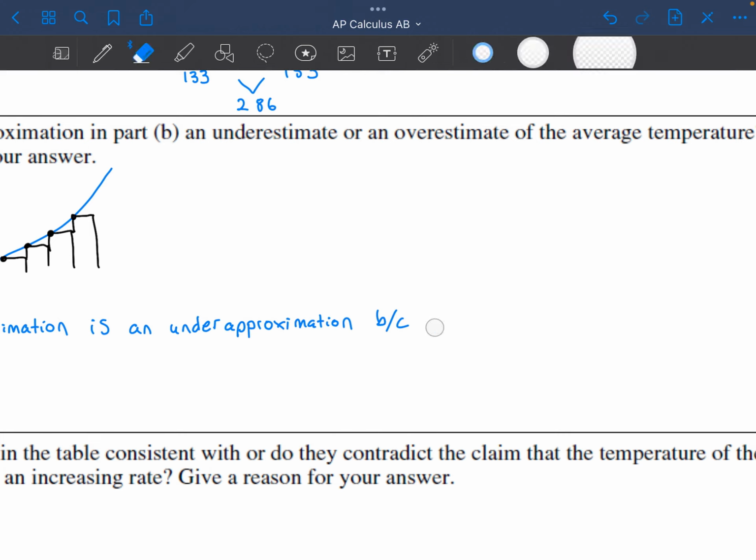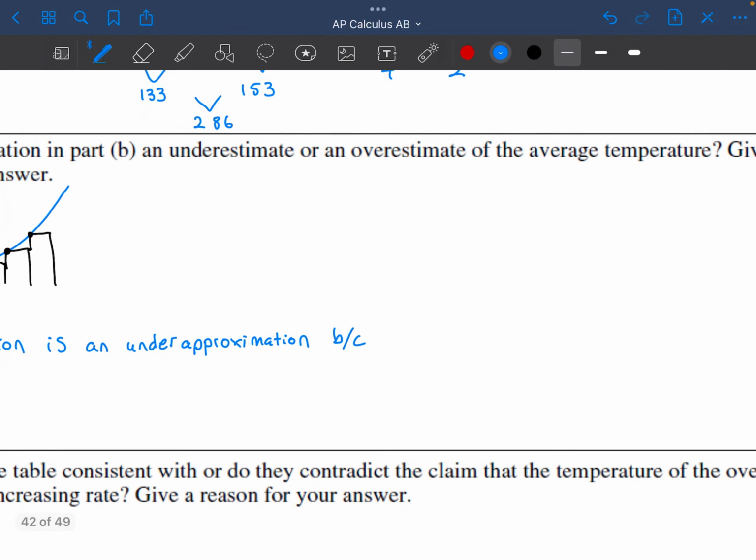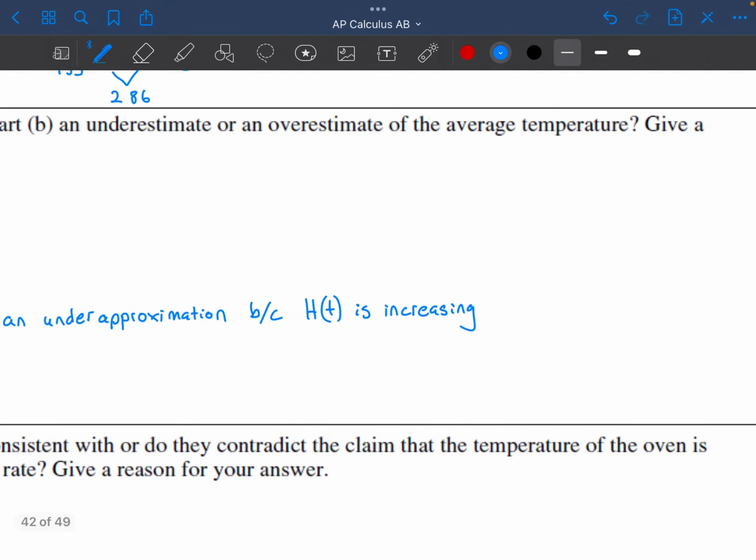I would say the function, I was going to say it is, but I should refer to what it is, because our function, which is called capital H, I believe, capital H of t, is increasing, that's the first half, and the second half is, it's a left Riemann sum.